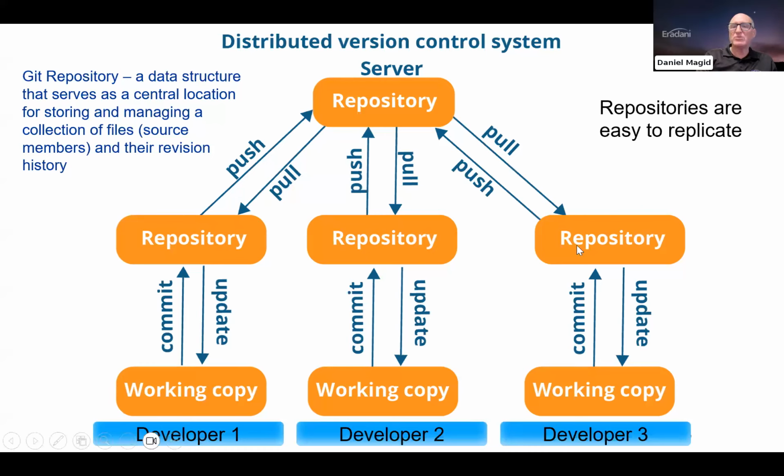So if developer 3 made some changes and did a push up to the shared repository, and developer 2 then did a pull, they would then get developer 3's changes. Now, if they had changed some of the things that developer 3 had changed, then Git will automatically do that merge for them as it pulls the code down.